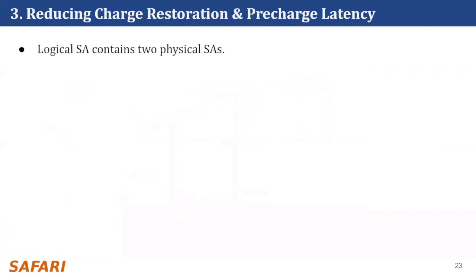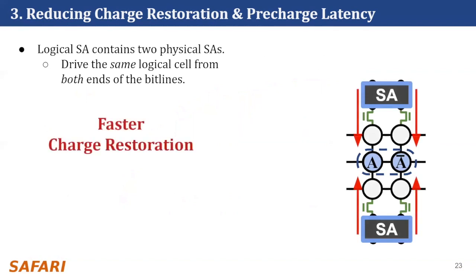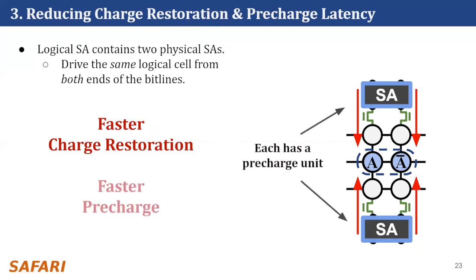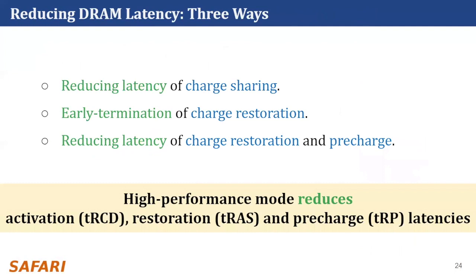The logical sense amplifier reduces the charge restoration latency simply by having two physical sense amplifiers driving the same logical cell from both ends of the bit lines. This largely offsets the long latency caused by long bit lines in the density-optimized open bitline architecture. The pre-charge latency is also reduced because two pre-charge units, which are associated with the sense amplifiers, are also coupled to pre-charge the bit lines together. As a result, by having coupled operation of two DRAM cells as a single logical cell and two coupled sense amplifiers operating as a single logical sense amplifier, CLR-DRAM reduces deactivation, restoration, and pre-charge latencies.